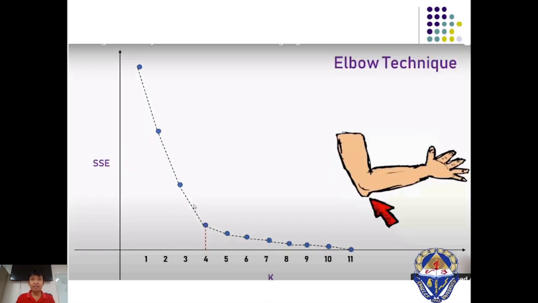The general guideline is to find an elbow. The elbow in this chart is this point, which looks like an elbow. So here is a good cluster number. A good k number will be 4.